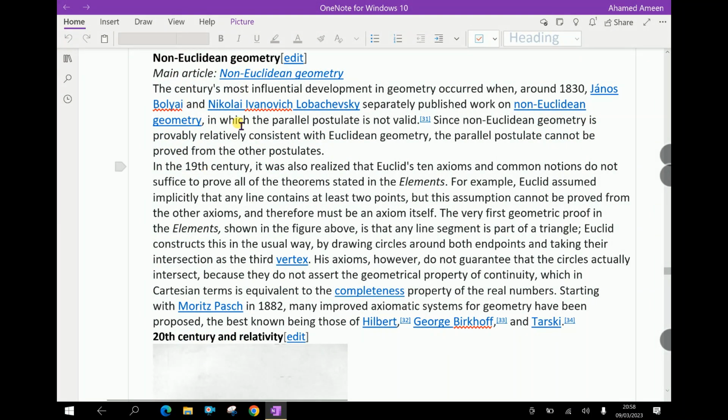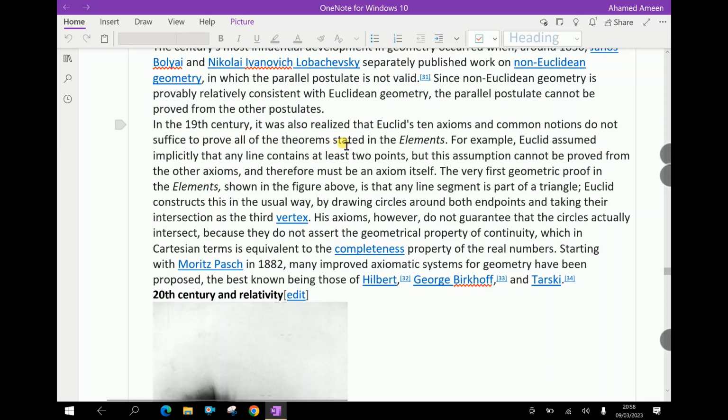Non-Euclidean geometry. The century's most influential development in geometry occurred around 1830. In the 19th century it was also realized that Euclid's 10 axioms and common notions do not suffice to prove all of the theorems stated in the Elements. For example, Euclid assumed implicitly that any line contains at least 2 points, but this assumption cannot be proved from the other axioms and therefore must be an axiom itself.